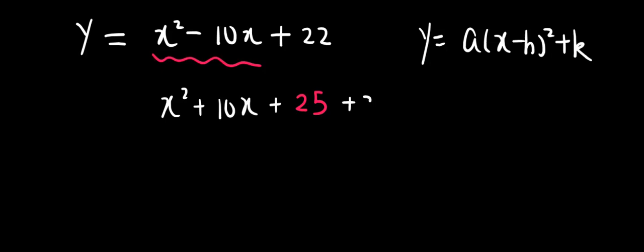And then you copy it down, add 25. Since you just added 25, if you don't do something else, you're going to change the value of this function. So you're going to subtract the 25. Then you're going to copy it down right here.